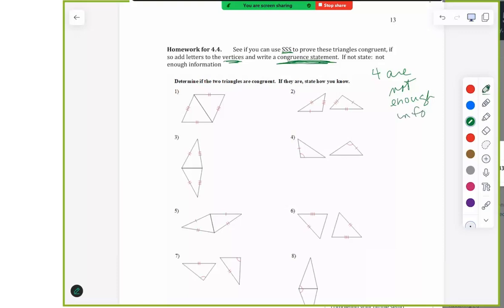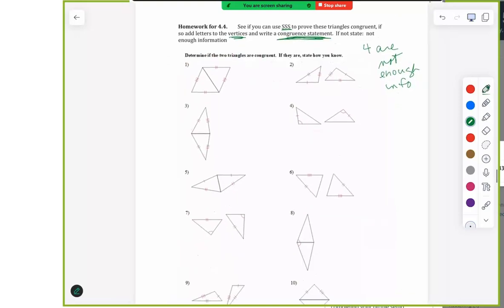So now you do the rest. Figure out which 4 are not enough info, and put no letters on those vertices. But for the ones that are enough info for side, side, side congruency, write letters on the vertices, and then also write the congruency statement correctly. That's your mission.